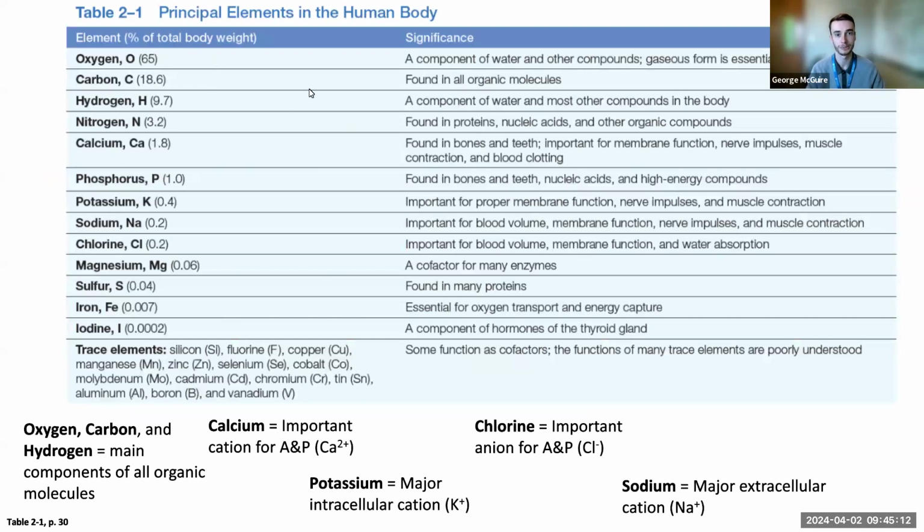But here are our principal elements of living things. Like I said, most of our organic molecules are going to be mainly composed of oxygen, carbon, and hydrogen, with a big emphasis on carbon as the backbone for all organic molecules. Some of our major minerals that we'll talk a lot about are calcium, potassium, chlorine, and sodium, and we'll touch on their major functions in lots of places throughout this course for the role that they play.